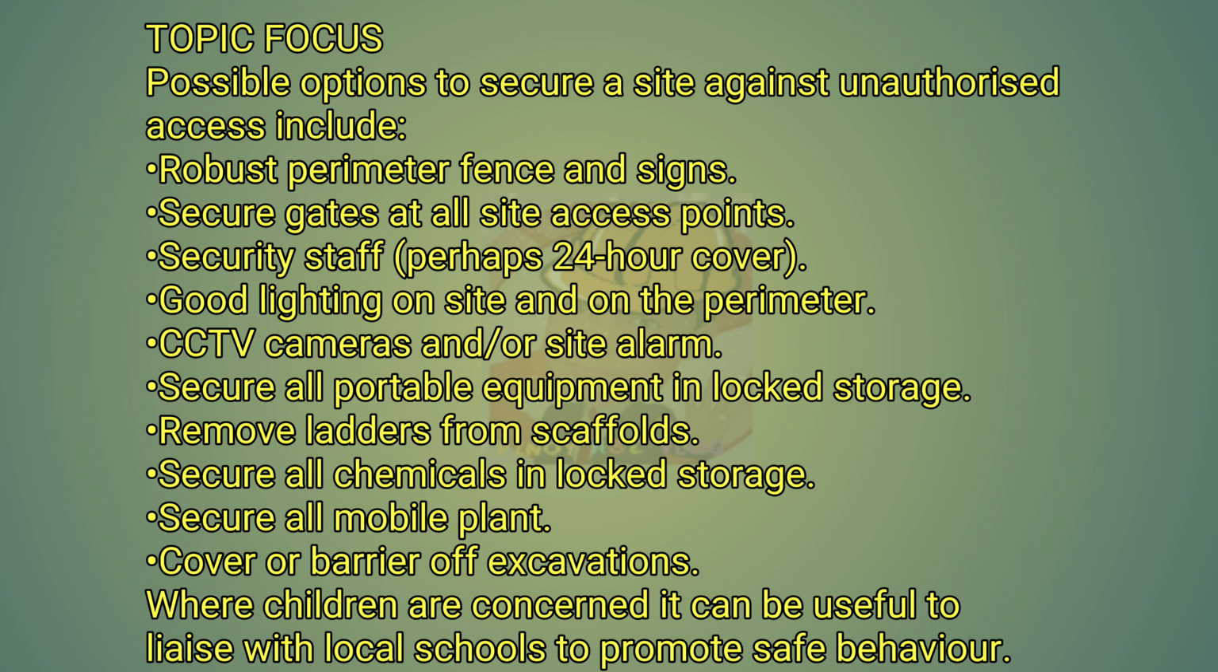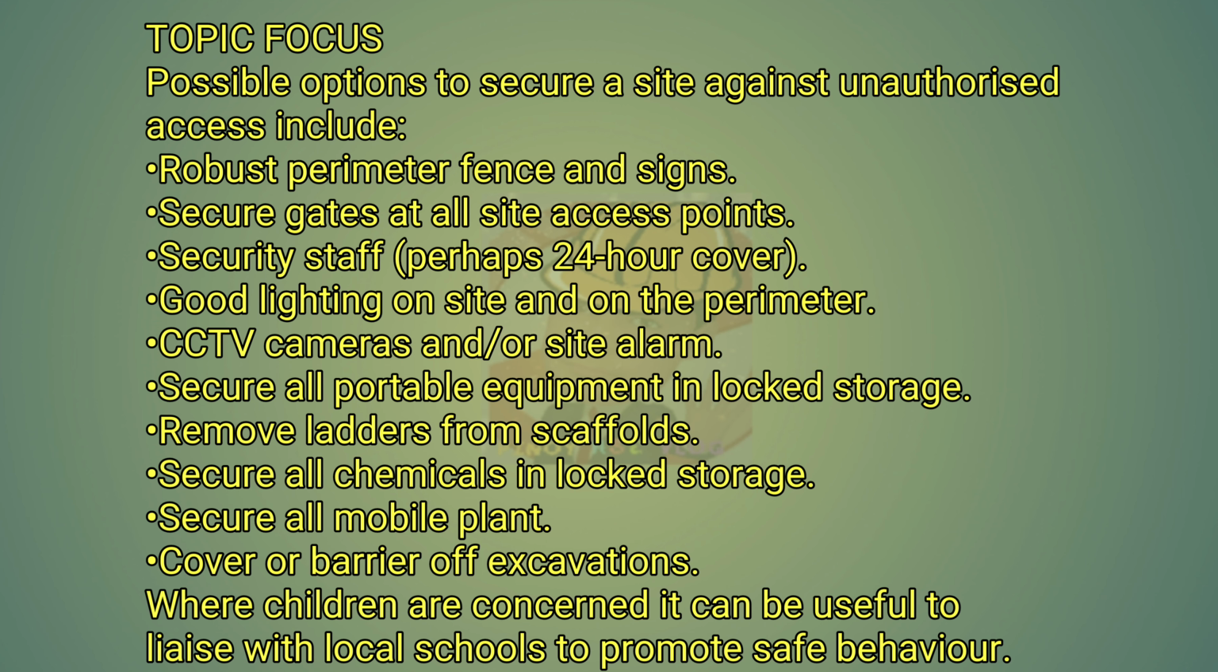Topic focus. Possible options to secure a site against unauthorized access include robust perimeter fence and signs, secure gates at all site access points, security staff, perhaps 24-hour cover, good lighting on site and on the perimeter, CCTV cameras and/or site alarm. Secure all portable equipment in locked storage. Remove ladders from scaffolds. Secure all chemicals in locked storage. Secure all mobile plant. Cover or barrier off excavations.